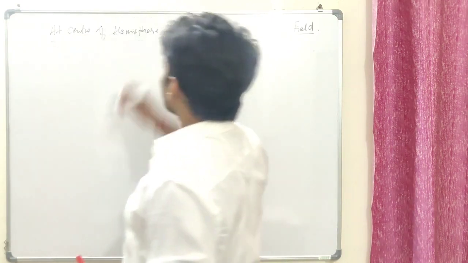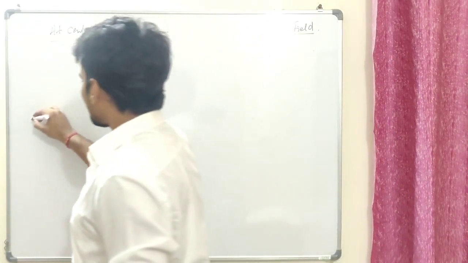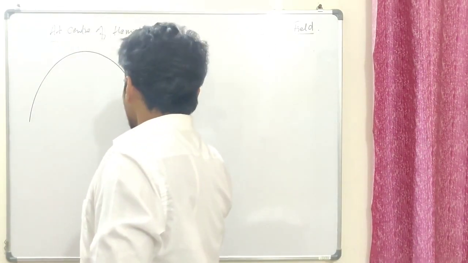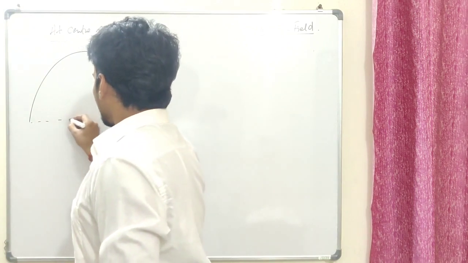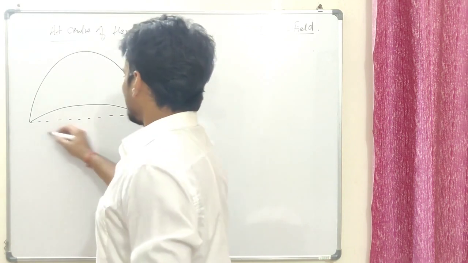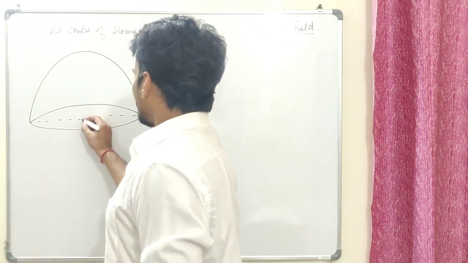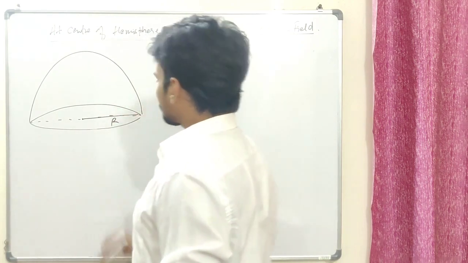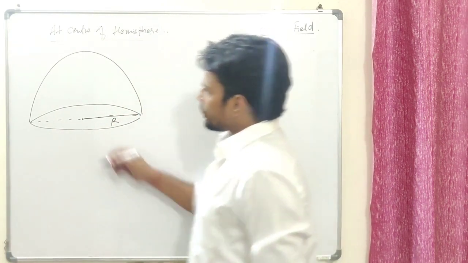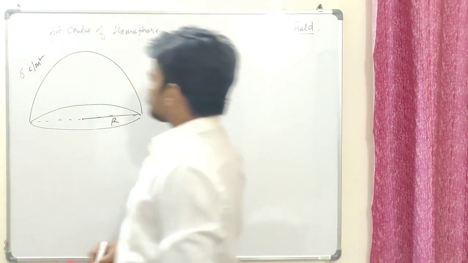Okay, that could be the question to you. Let's say I have a hemisphere over here like this. All right, so here we have a hemisphere. Let's say the center is over here and the radius is, let's say, r, and the charge density is sigma coulomb per meter square.